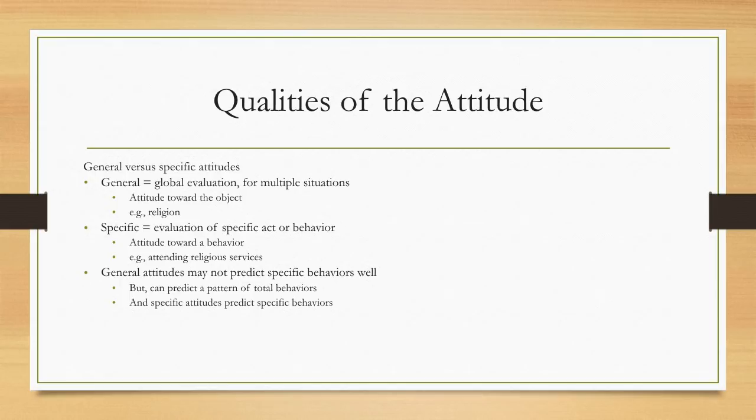So the general attitude is unlikely to predict each and every behavior. They're also unlikely to predict specific behaviors. But they can predict a pattern of total behavior, a general pattern that one might engage in. And specific attitudes are going to be able to predict specific behaviors, but not general behaviors.